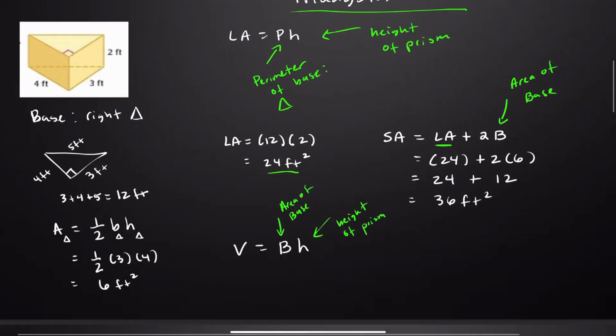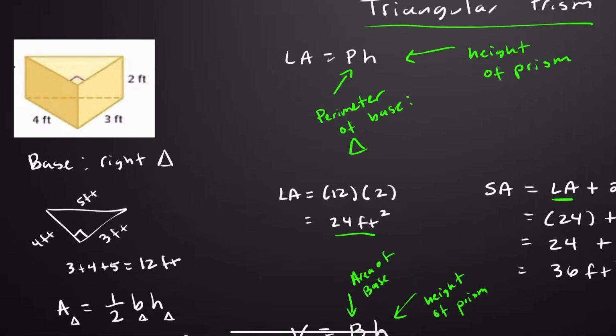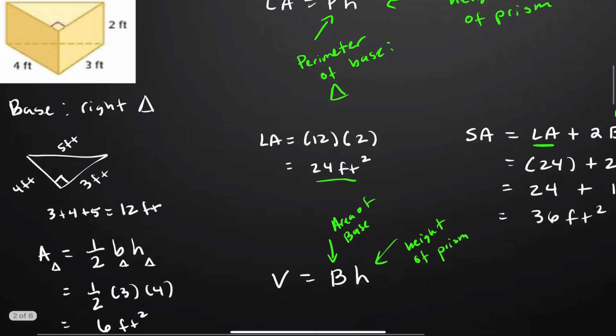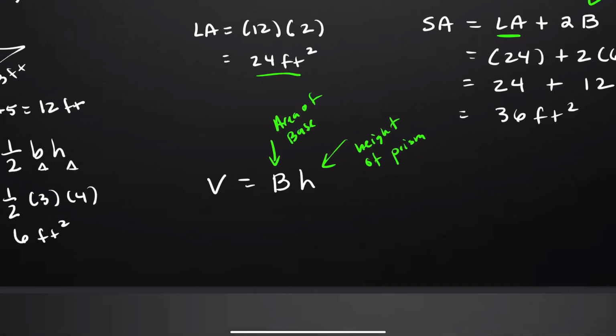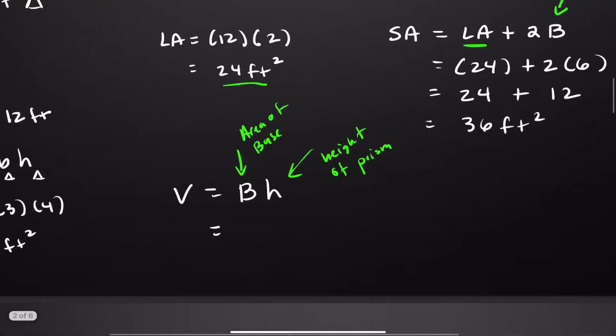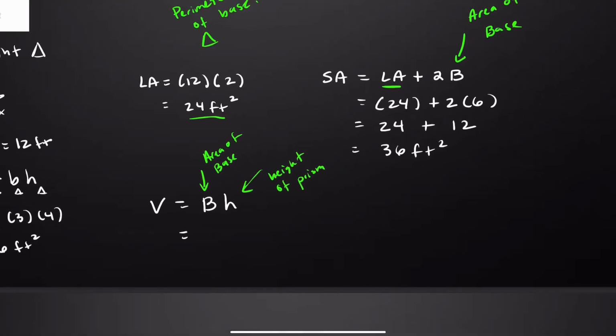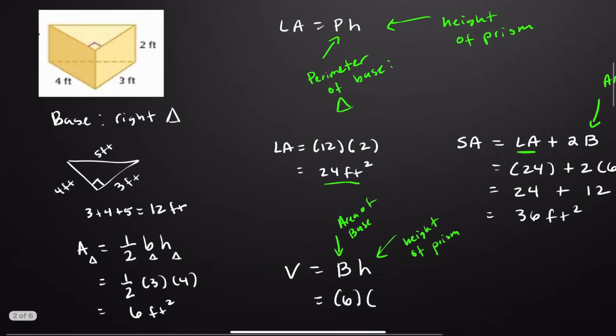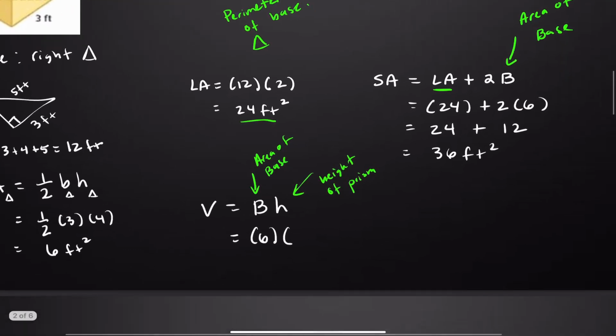And remember, the height of the prism is the one that separates the two bases. Okay, so V is equal to capital B. What did we say? B is 6, right? So it's going to be 6 multiplied by the height, which is 2. So the volume is 12 cubic feet. And that's our answer.